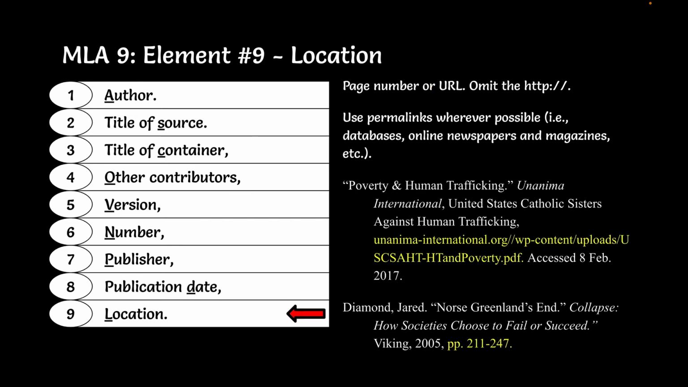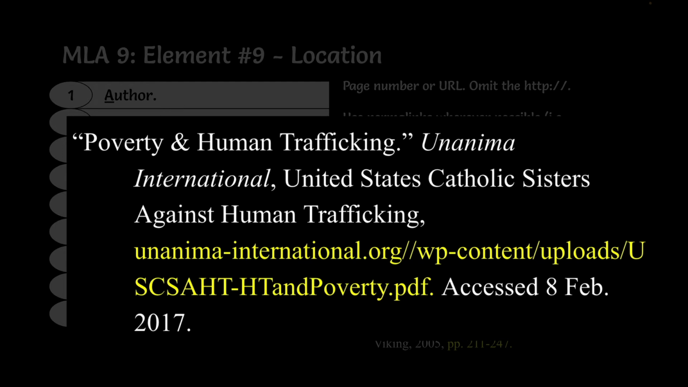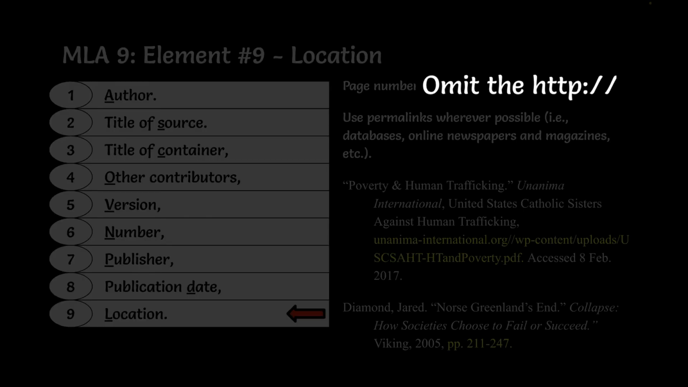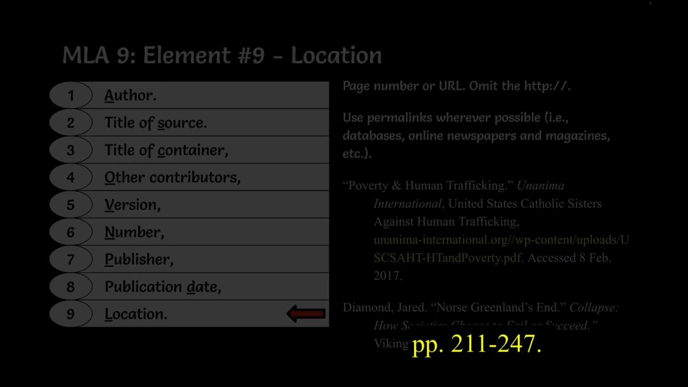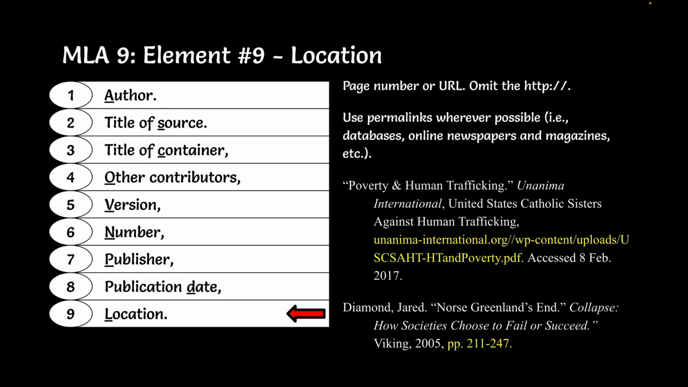The 9th element, so the last one, is the location. And for the most part, your location is the URL, but we leave out the http://. In rare instances that you're citing a book in print, or even an ebook, the location is going to be the page range if it's a part of a book. Obviously, if there's no page range, you've read the whole book, then you don't need to include that information.